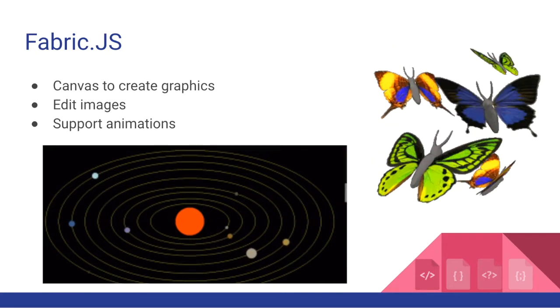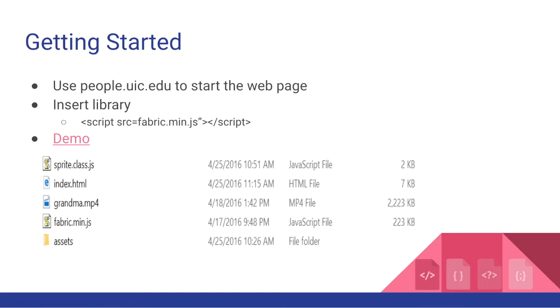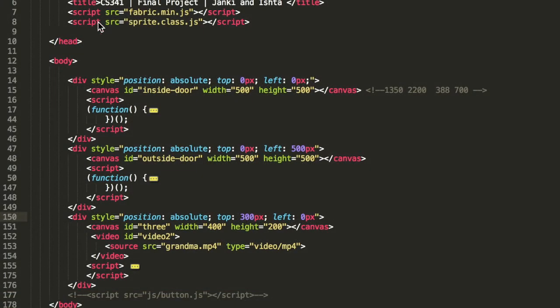So we decided to do a demo, but before that, we're going to show you the code and the things we need. First, you're going to need your HTML page and a place to show your web page. I decided to use people.uic.edu to show my web page, and index.html is the HTML page I'm going to have the JS in, the index.html that I showed in the PowerPoint.